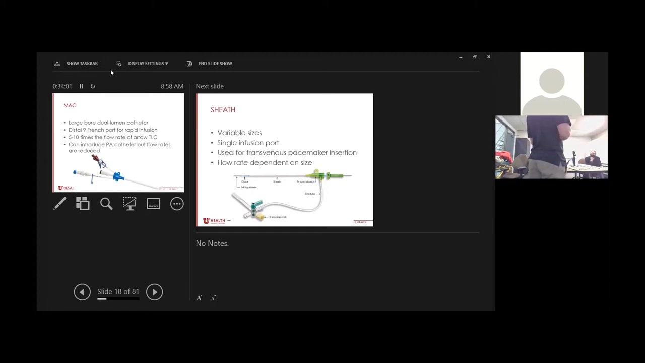But this is a really classic line. Again, remember the flow rate on this brown port. On the last one you looked at, the sizes were the same between the two ports. Here you're going to be looking at 5 to 10 times the flow rate if you choose the right port versus the wrong port on the MAC. So that's really important.